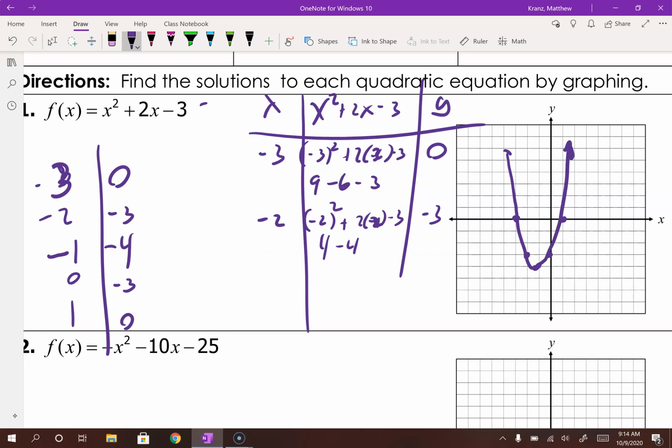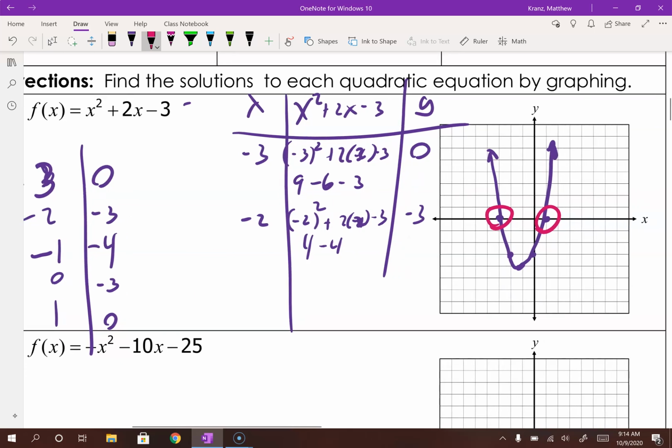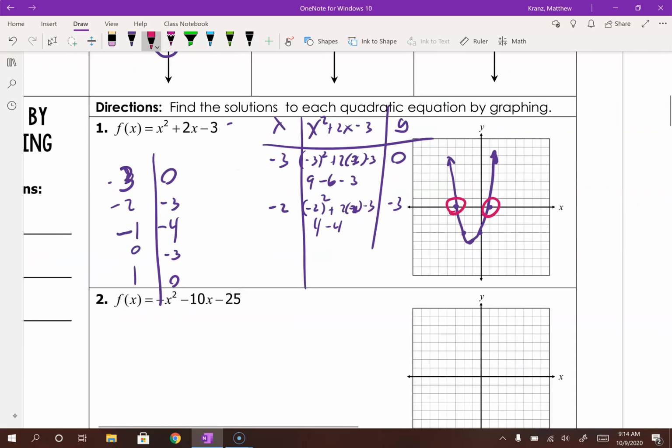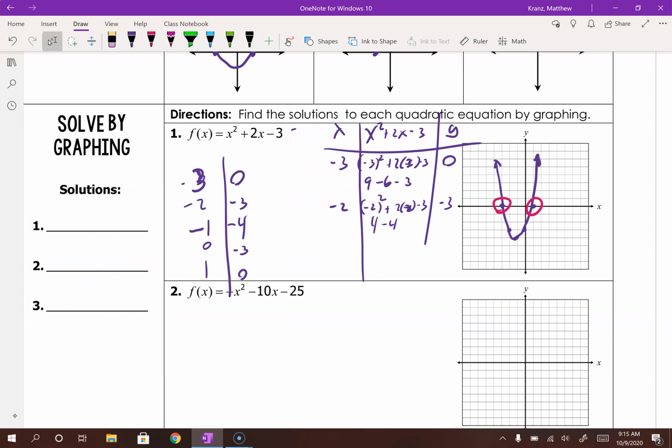So the answers to my parabola are these points right here. So my answers are going to be x equals negative 3 and x equals 1. The answers to your parabola, the solutions, those are the x's, basically on the x-axis. Okay? So now I just write in brackets where basically x equals.